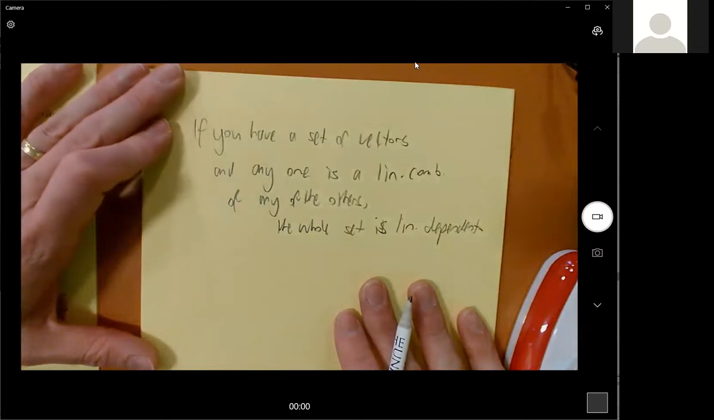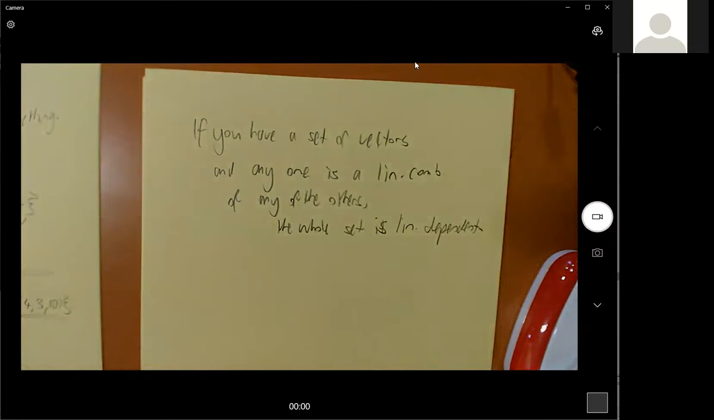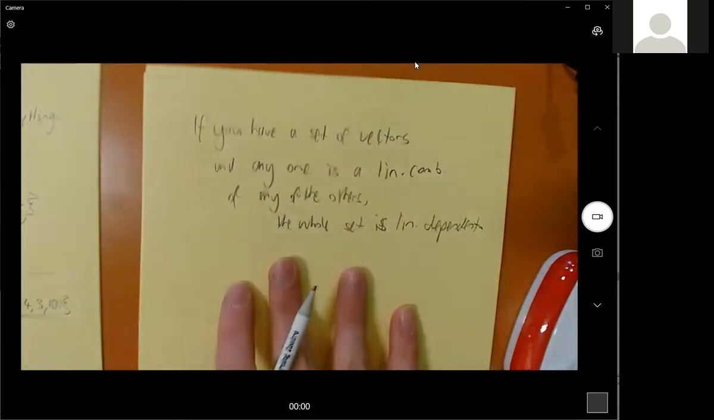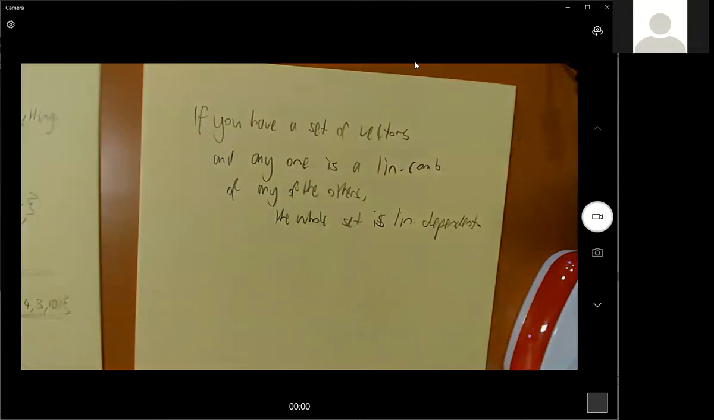Linearly independent means that none of them can be written as a linear combination of any of the others. And that is the truth, but it's not the definition. I'll get to the definition in a second. But I do want to say a couple of things about this. This means that any set that contains the zero vector is automatically dependent, because the zero vector can be written as a linear combination of anything you want: you just take zero of this and zero of this and zero of this.